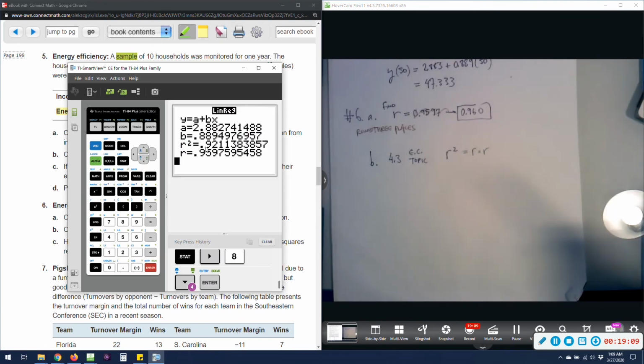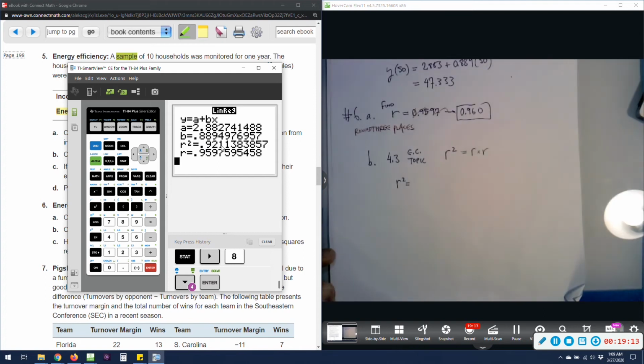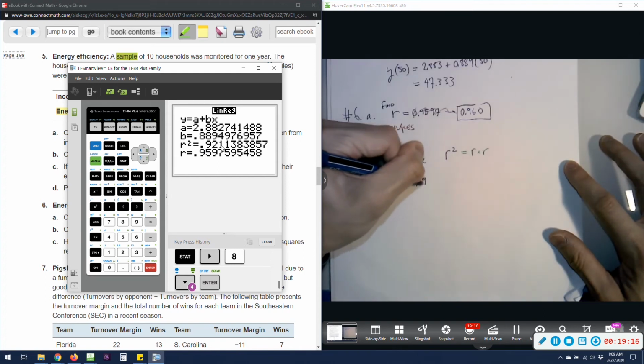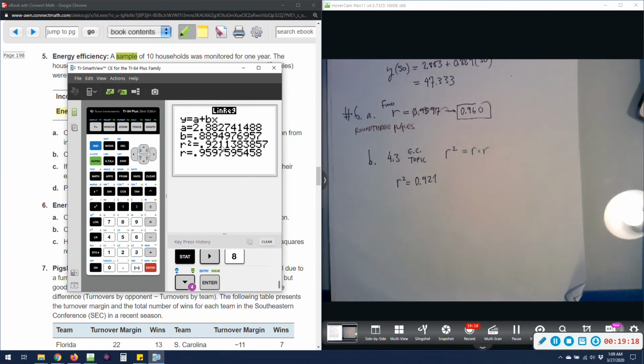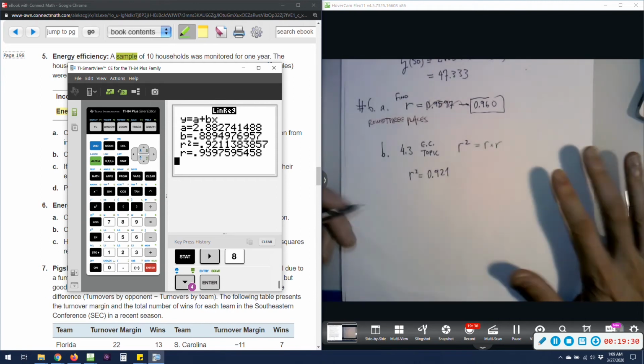So the R squared is this here, 0.921. Just like with variance and standard deviation, you have to have the entire number and then you square it. Otherwise you're going to have a rounding error. So this is it. This is the coefficient of determination.